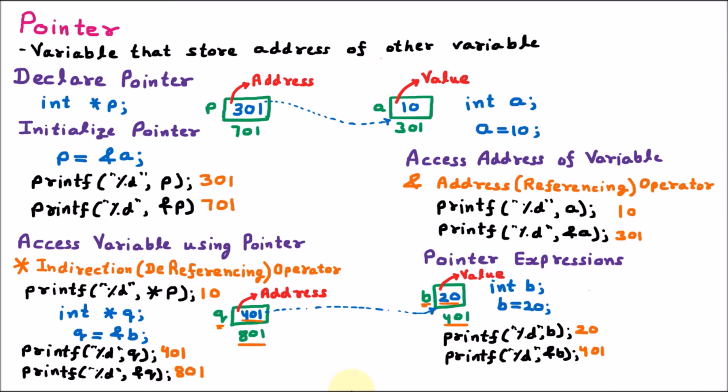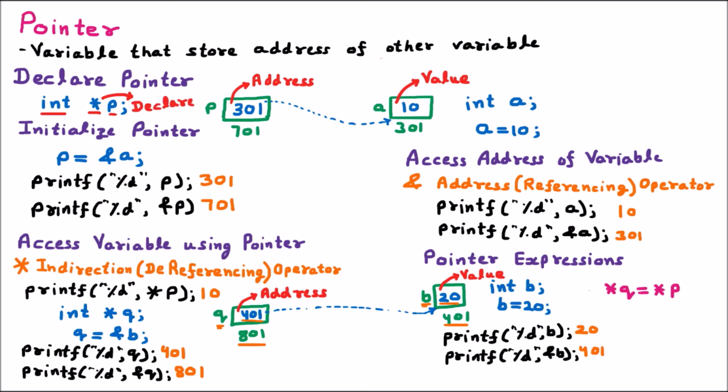Now we are taking one expression. Let us suppose that we are writing star q is equal to star p. We know that whenever we use the star the very first time, that is int star p, this star signifies declaration. That means declare the pointer.